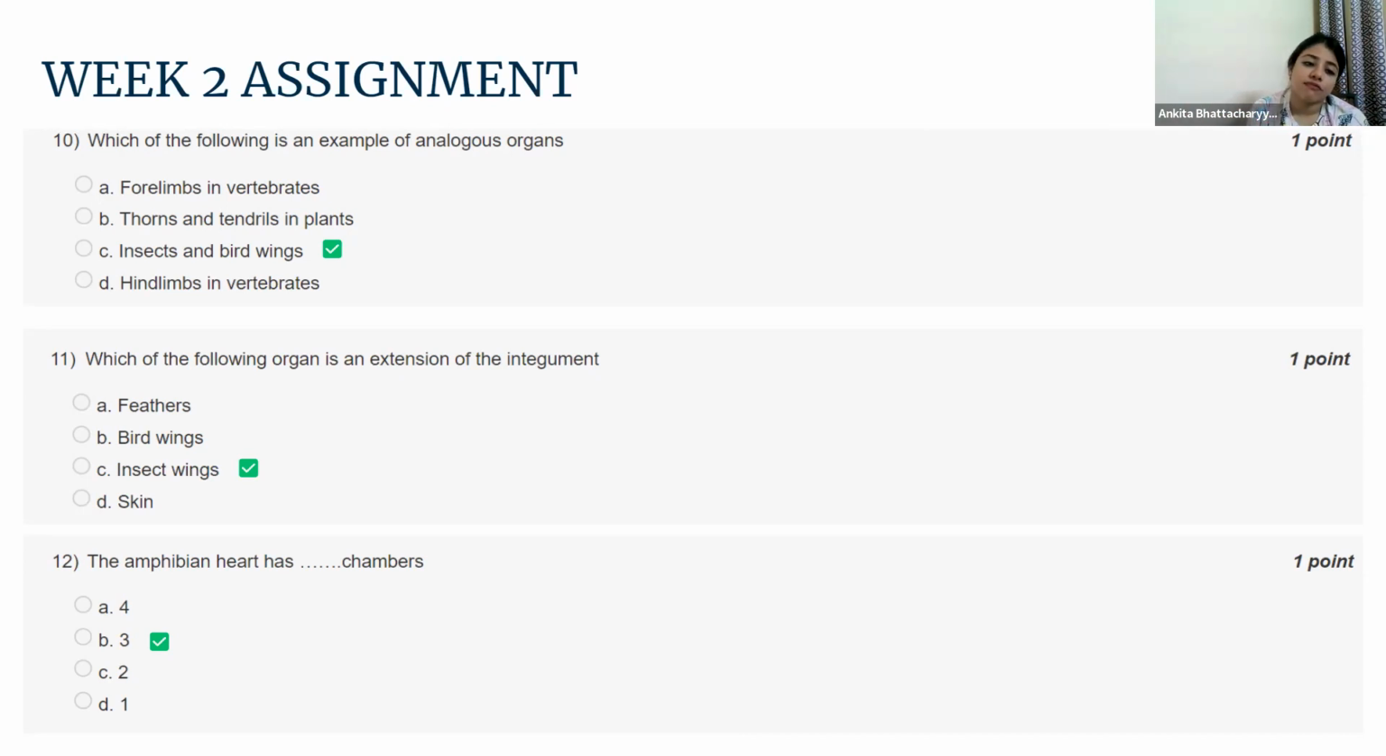So that's that. For question number 11, we were asked which of the following organs is an extension of the integument. This is a direct question. If you study the lectures provided, then you have feathers, bird wings, insect wings, and skin. So it actually is an extrapolation of the previous question as well. There you saw how analogous organs, insect and bird wings, have different origins. Insect wings in particular are an extension of the integument. So that also correlates to your previous answer.